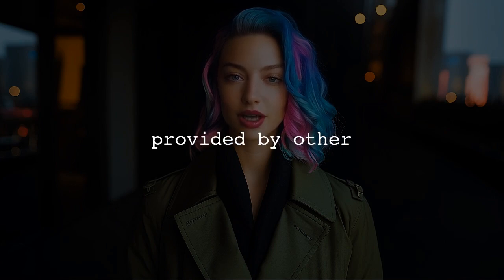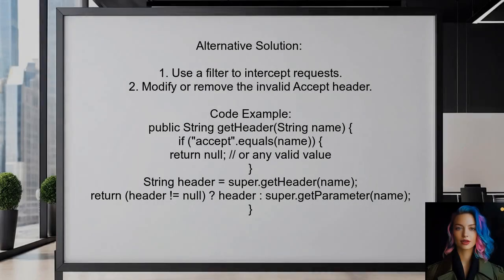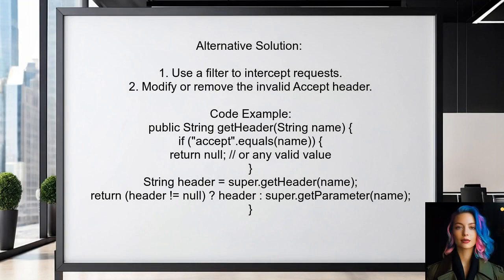Now, let's look at the answers provided by other users. An alternative approach suggested by a user is to use a filter to intercept requests with an invalid accept header. This filter can modify or remove the problematic header before it reaches your application.